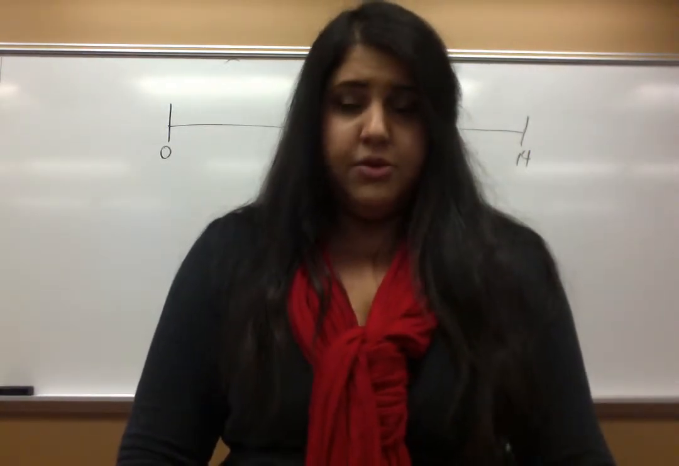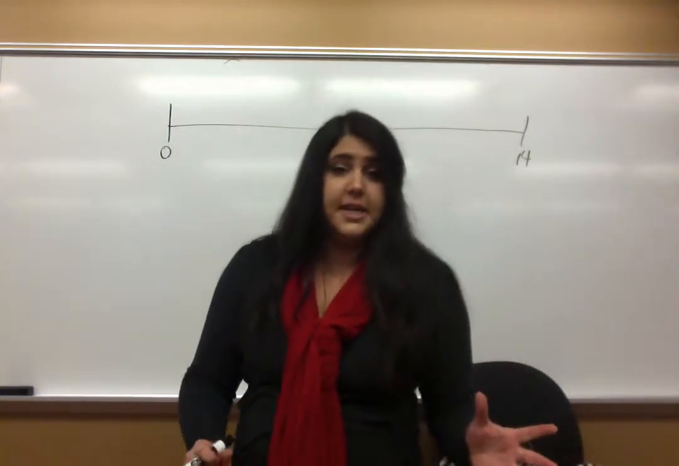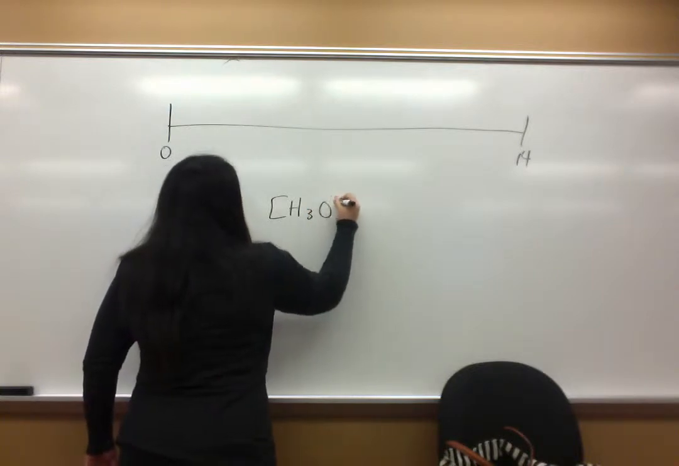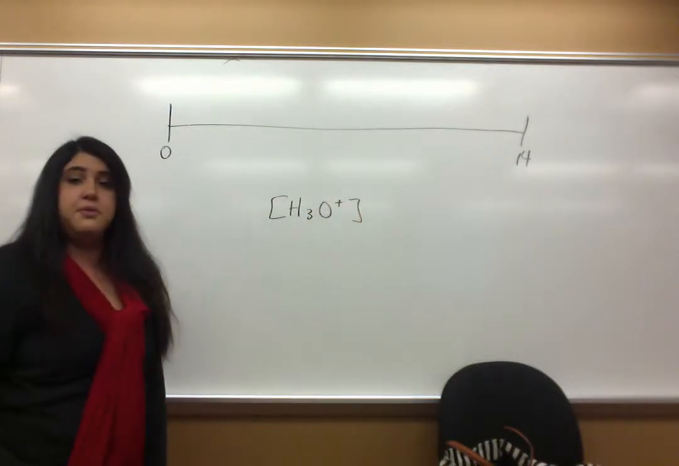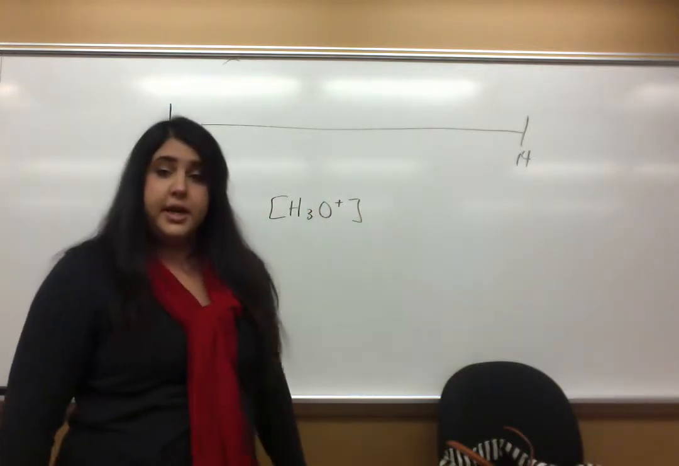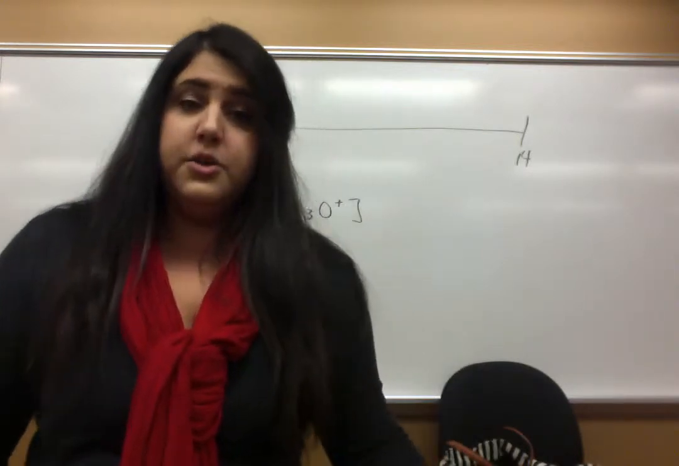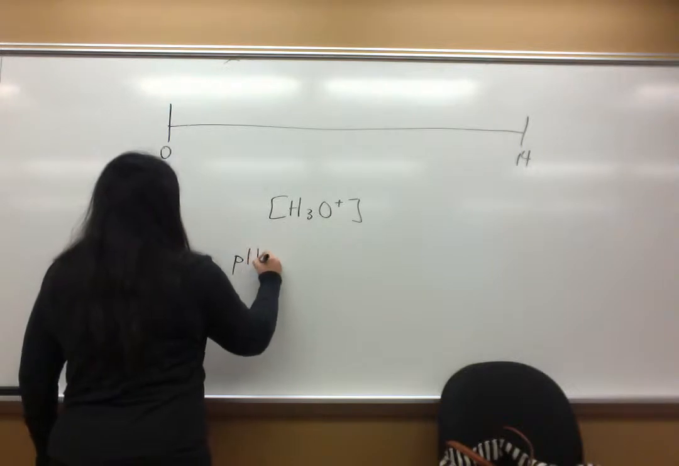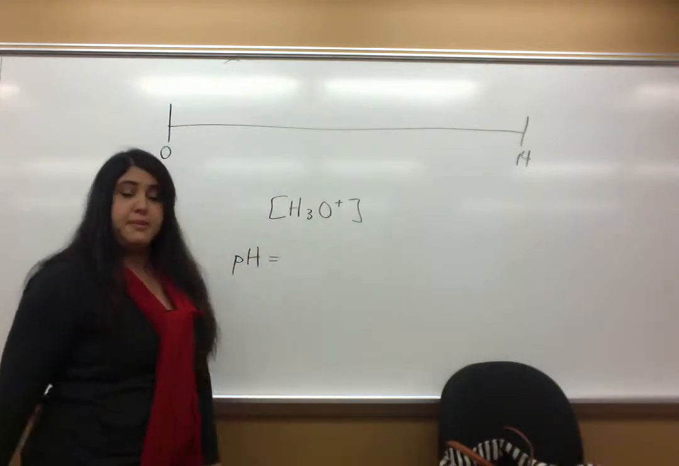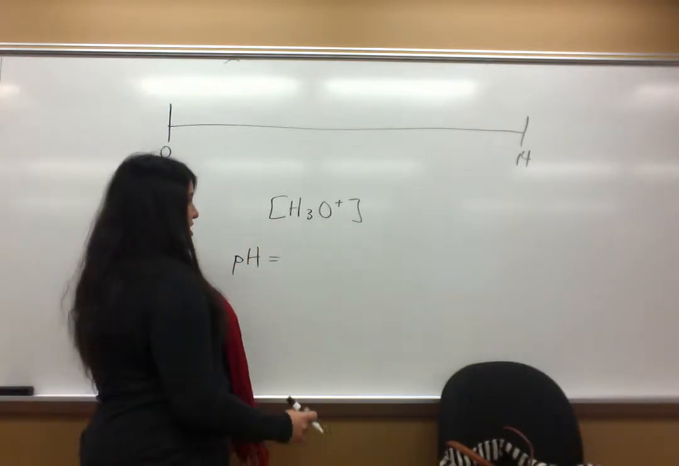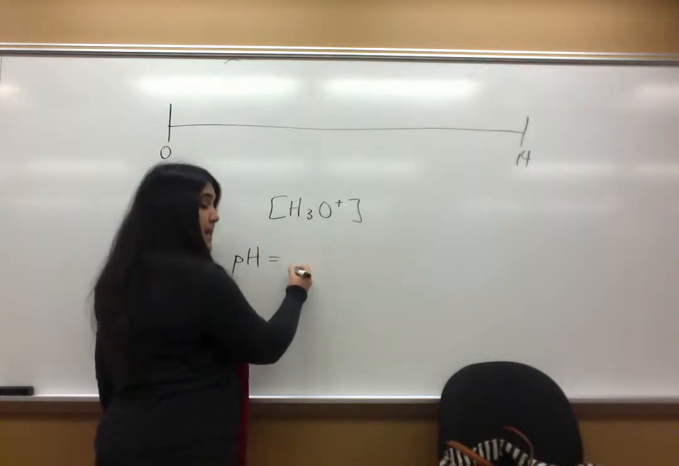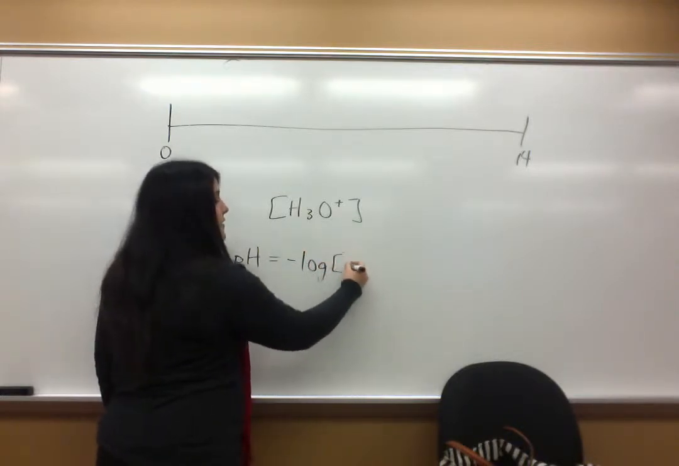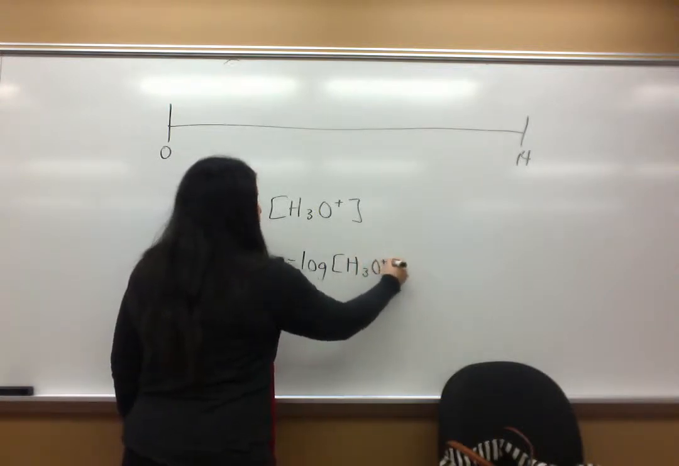Now, pH has to be a measurement of acidity. So what exactly do we measure in a solution to measure acidity? Well, we need to measure the concentration of H3O+. We should be remembering that H3O+ is what comes about when I add acid to water. I form H3O+. So when I think of pH, I actually think of measuring the concentration of H3O+. The big equation here is pH equals negative log of the concentration of H3O+.